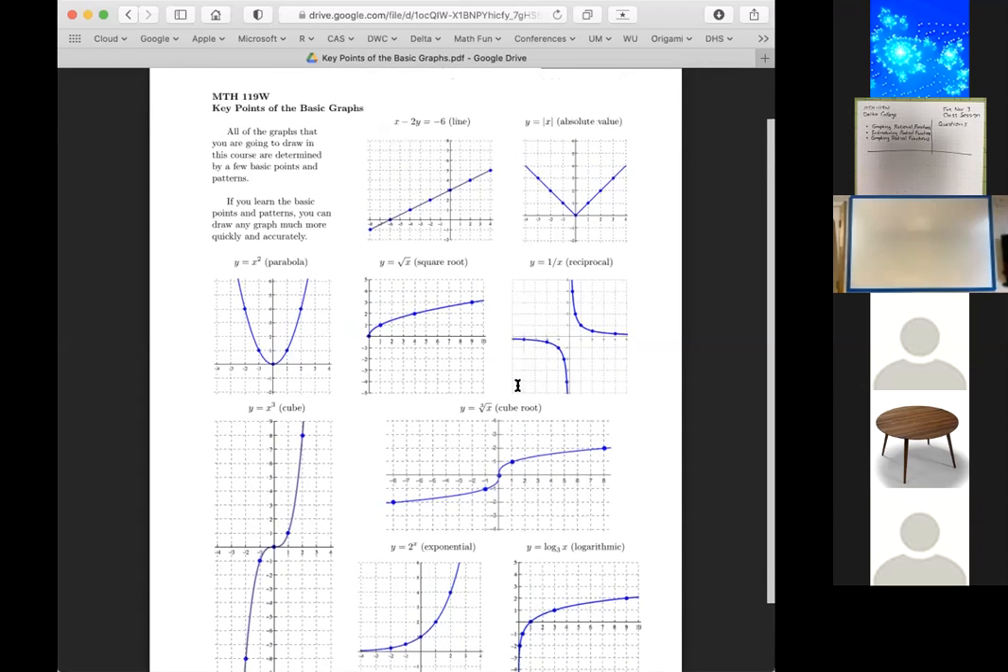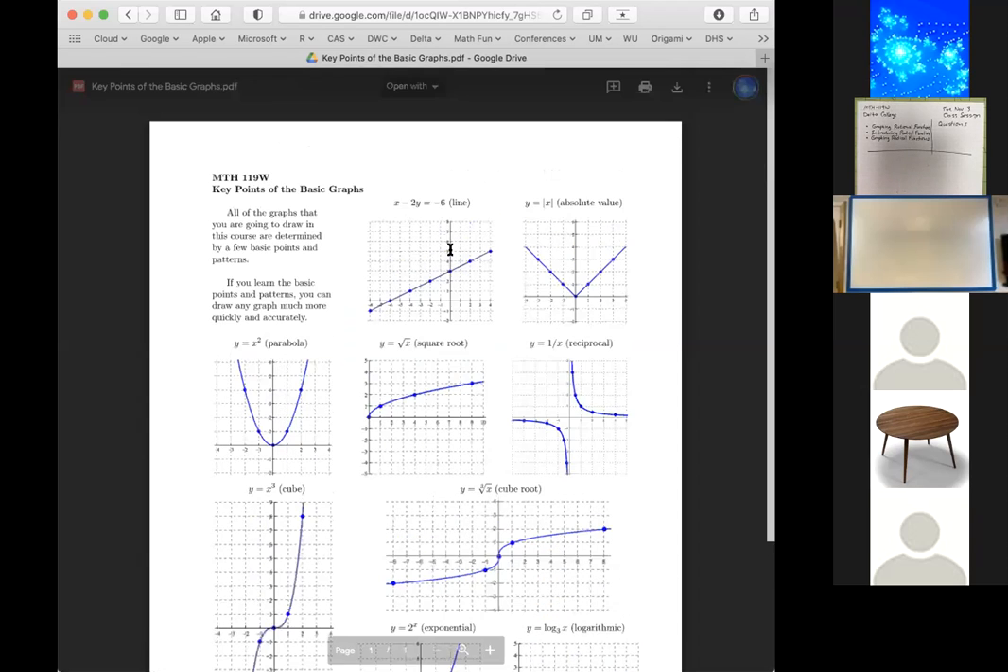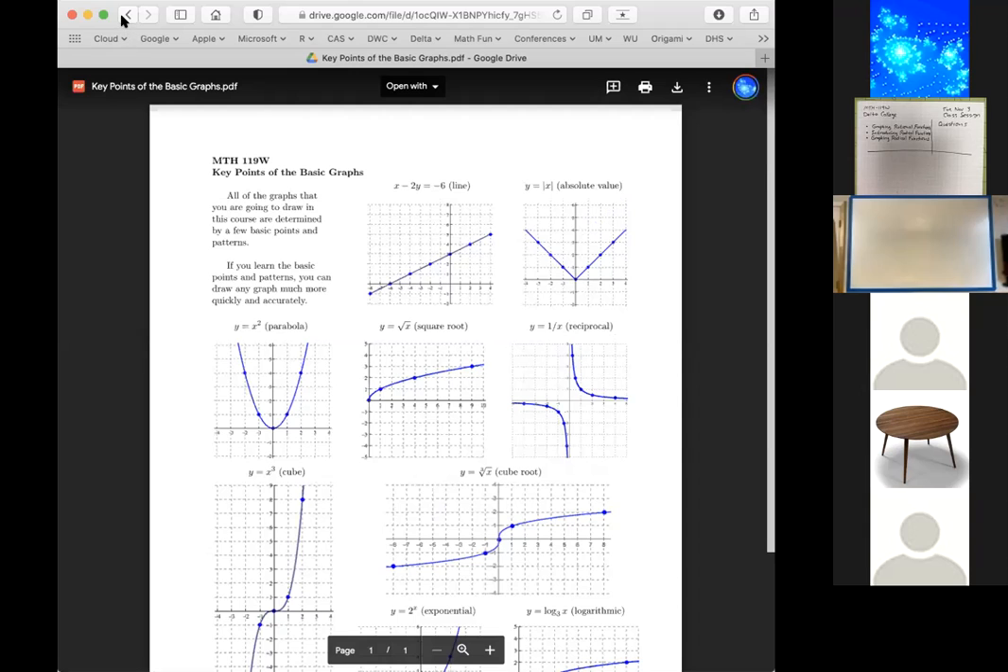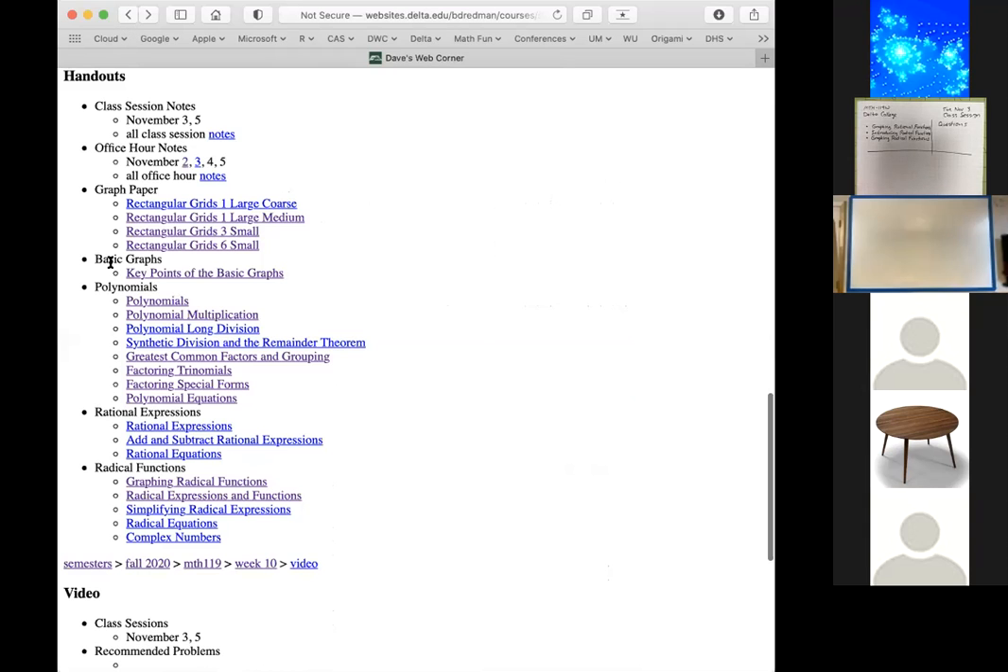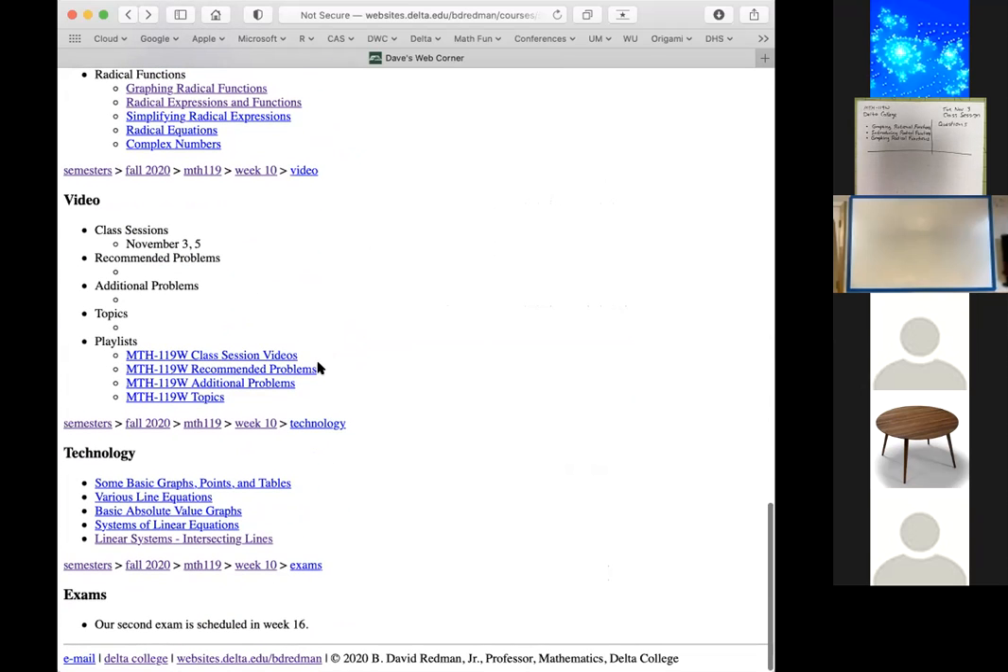So I don't want you to forget this handout, which showed you the basic shapes in the universe, or the basic shapes in the math universe, or if you like, the basic shapes in the Math 119 universe, in the intermediate algebra universe. So don't forget that you've seen this handout, or at least you've had access to it. Basic graphs, key points of the basic graphs. Okay, good deal. We'll post videos, of course, and we might use a little Desmos today too.